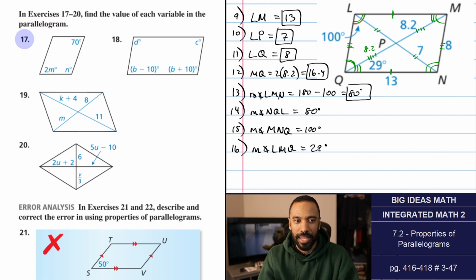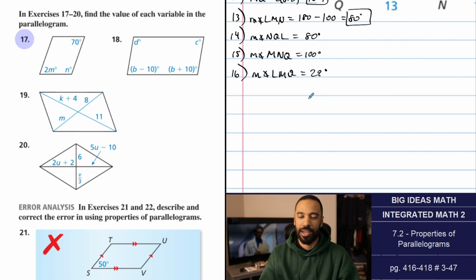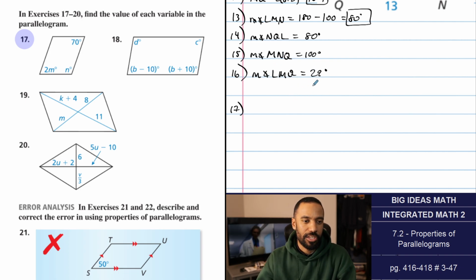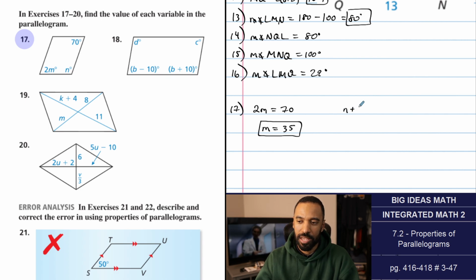Numbers 17 to 20, find the value of each variable in the parallelogram. More of the same, but maybe different kinds of processes involved. Maybe you need to solve one before solving the other. We'll see. Number 17, we have that 70-degree angle. We could solve either one, your choice. Let's go alphabetical. 2m is going to equal 70 since they're opposite angles. Divide both sides by 2. You'll get m equals 35. n is not congruent with 70. It is supplementary to it. If n plus 70 is 180, then n is 180 minus 70, which is 110.